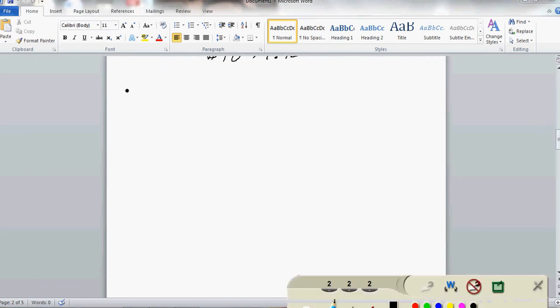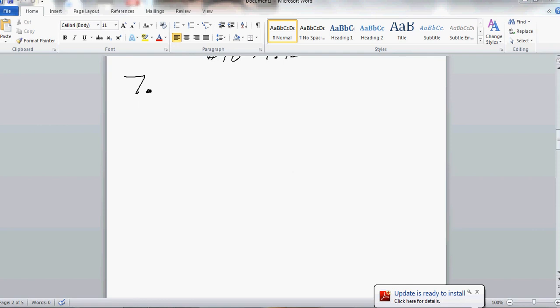Example number 7. How much money needs to be invested now to get $2,000? Express your answer to the nearest dollar, is what it says. So let's see. This is the present value. How much do we want? We want $2,000. The rate is 8%.